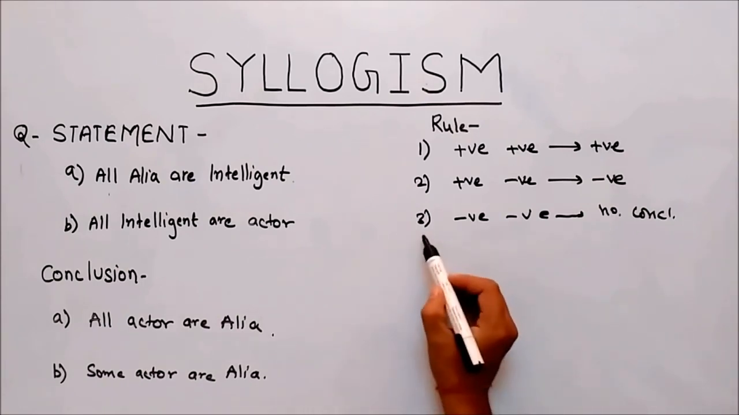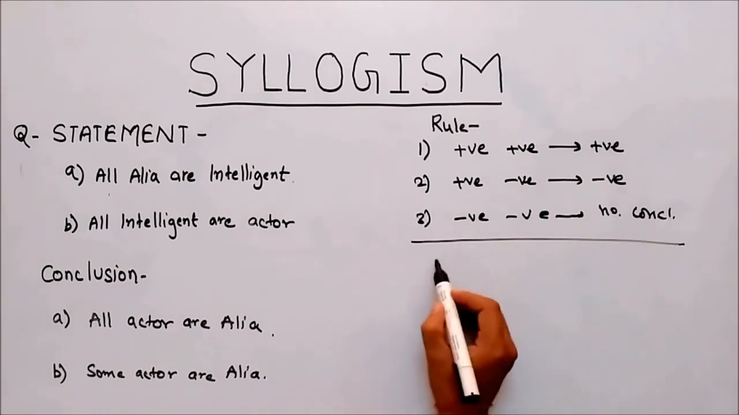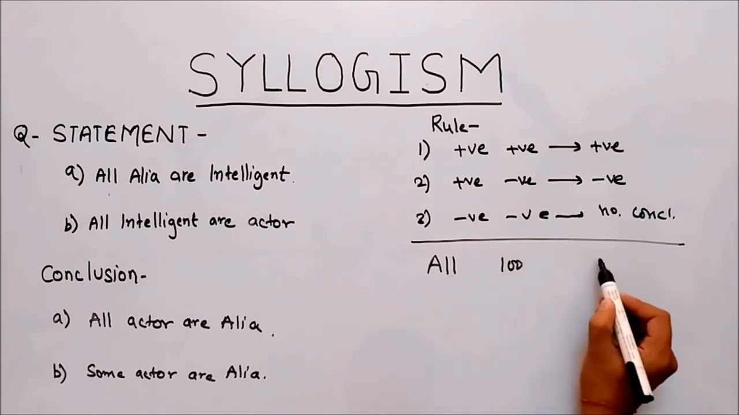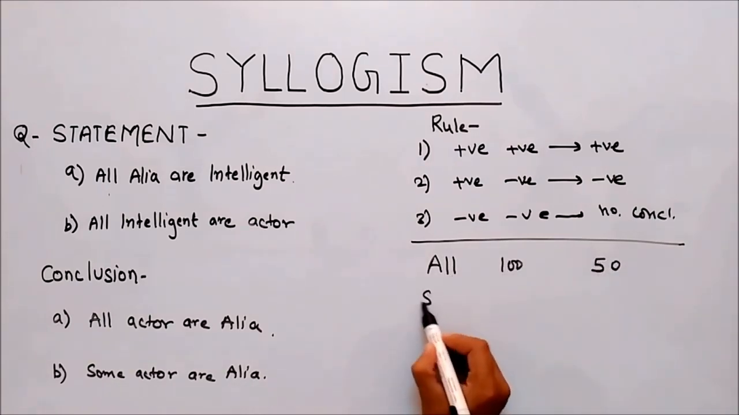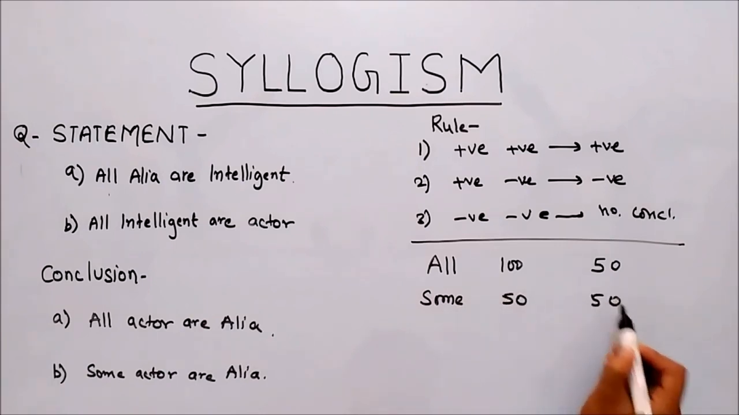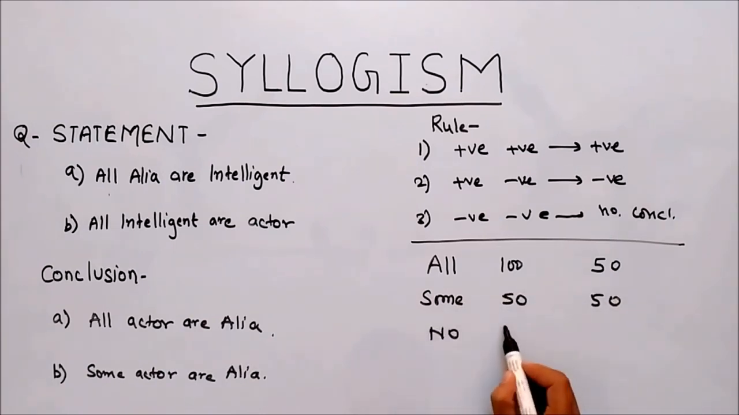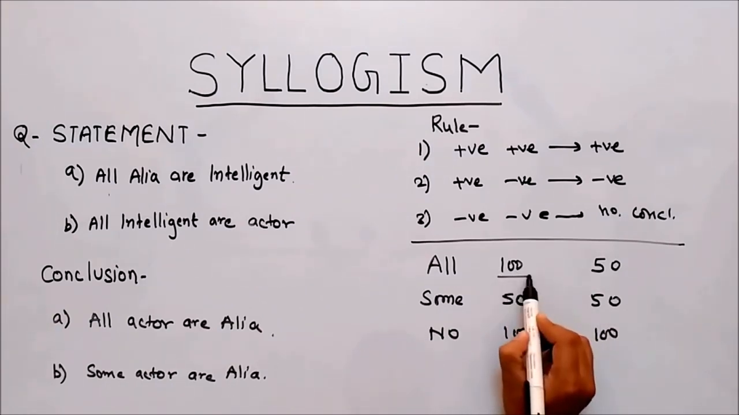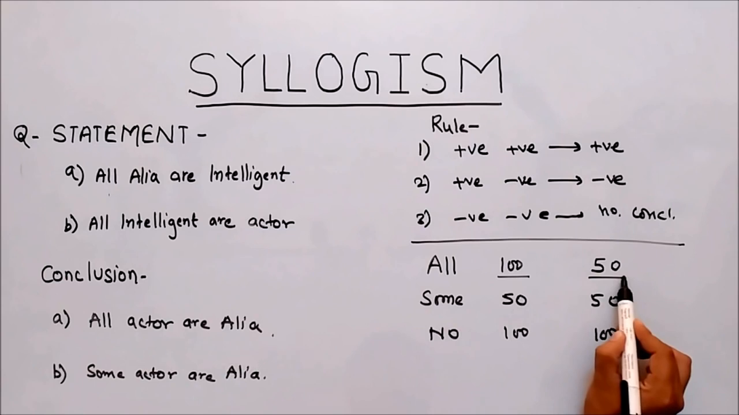Now the second rule: we have certain values for the codes. For example, for "all" we have 150. For "some", the code is 50 and 50. For "no", it is 100 and 100. Here 100 is the subject and 50 is the object.